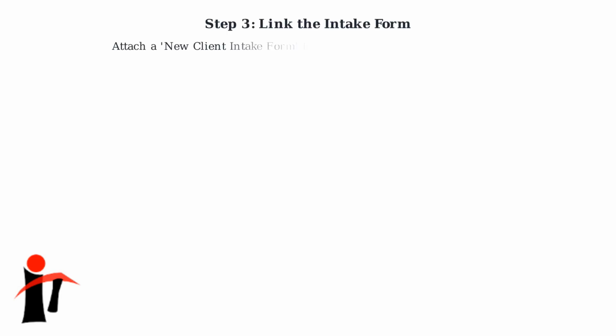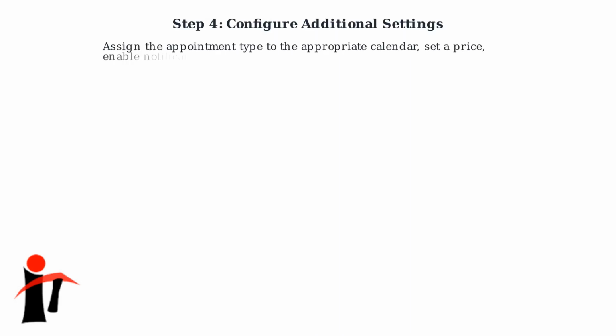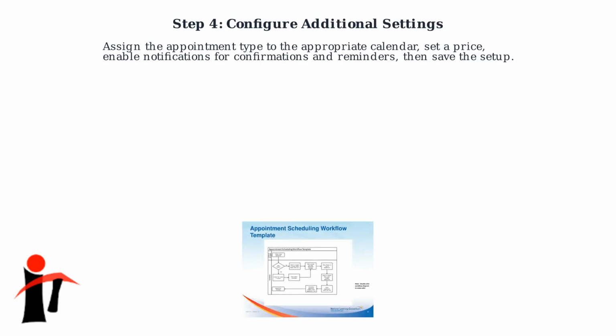Link a pre-built intake form to the appointment type. Use the new client intake form to gather essential information like medical history up front, which saves time during the actual consultation and ensures compliance. Assign the appointment type to your main calendar for visibility. Set the pricing, such as $100 for the consultation. Enable email and SMS notifications to keep clients informed of confirmations and reminders, which reduces no-shows.